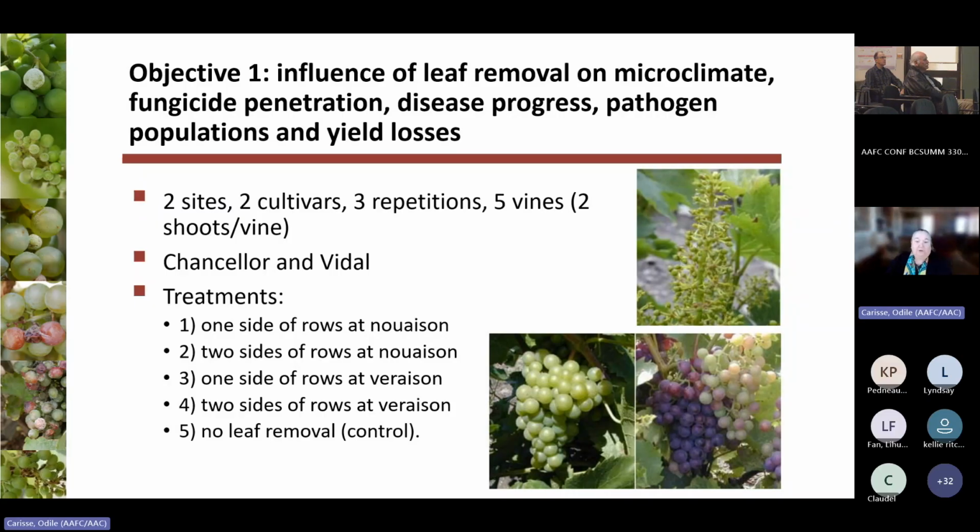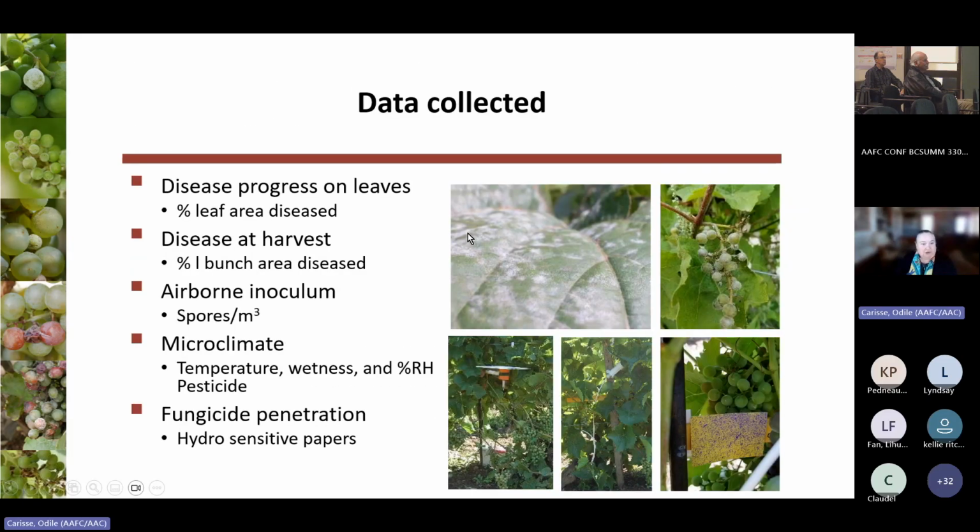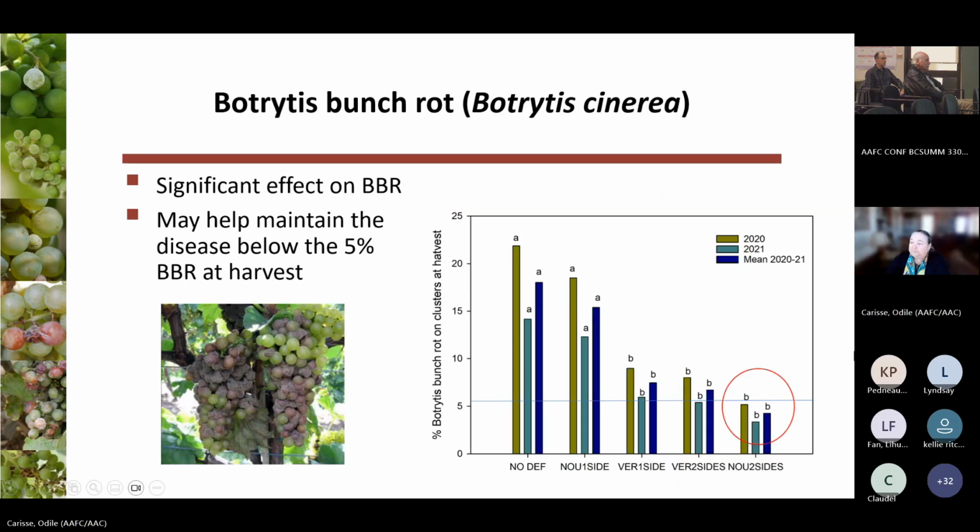Again, here we focus mostly on disease management, so that's why we selected these 2 timings. And we looked at disease progress every week, the impact on disease damage at harvest, and airborne inoculum. We used spore traps to monitor the airborne inoculum, microclimate, and fungicide penetration using hydrosensitive paper. So if we look at the results, we were following the 4 most important diseases: botrytis bunch rot, downy mildew, powdery mildew, and anthracnose. I won't show that many results for anthracnose.